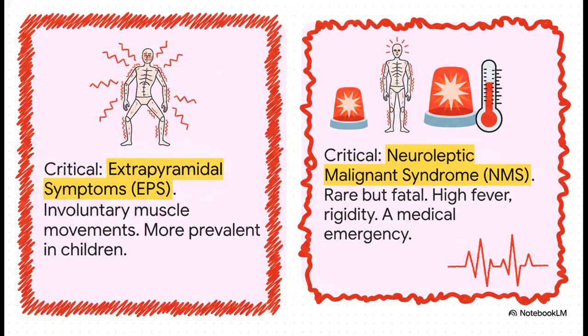And here they are, the two big ones you have to know. On the left, you have extrapyramidal symptoms, or EPS. We're talking involuntary movements, muscle spasms, tremors, rigidity that happen because the drug is blocking dopamine. On the right, you have the even scarier one, neuroleptic malignant syndrome, or NMS. It's rare, thank goodness, but it is a full-blown medical emergency with intense muscle rigidity, a dangerously high fever, and unstable blood pressure. It can lead to complete collapse. Both of these come directly from that dopamine-blocking mechanism we talked about.